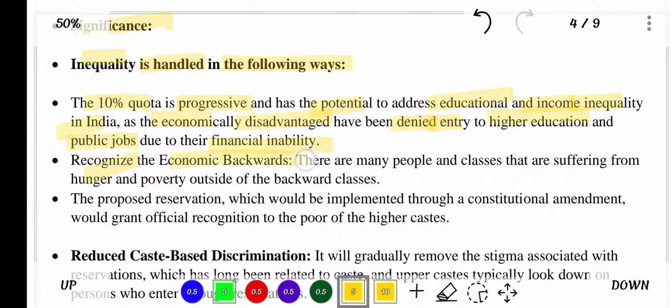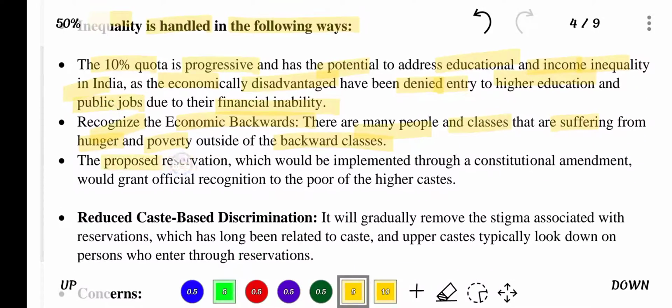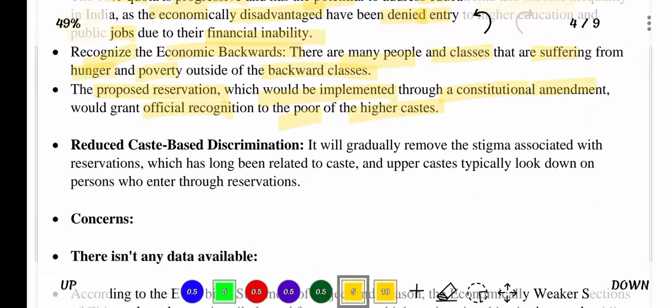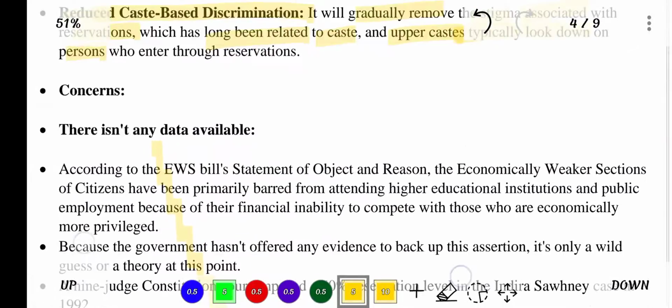Recognize the economic backwardness. There are many people and classes that are suffering from hunger and poverty outside of the backward classes. The proposed reservation, which would be implemented through a constitutional amendment, would grant official recognition to the poor of the higher castes, reducing caste based discrimination. It will gradually remove the stigma associated with reservations, which has long been related to caste, and upper castes typically look down on persons who enter through reservations.